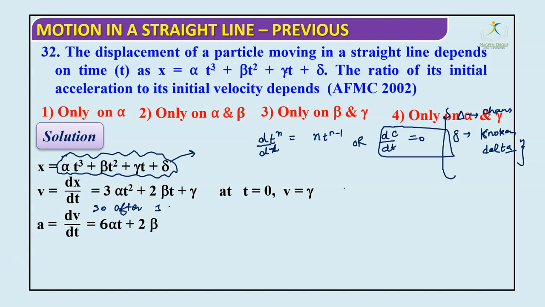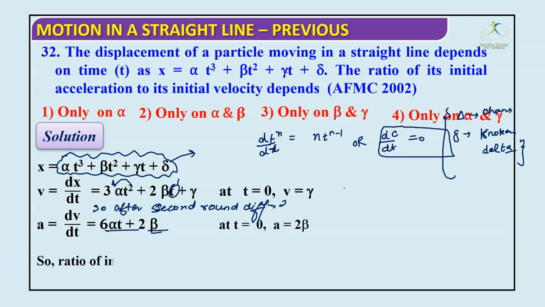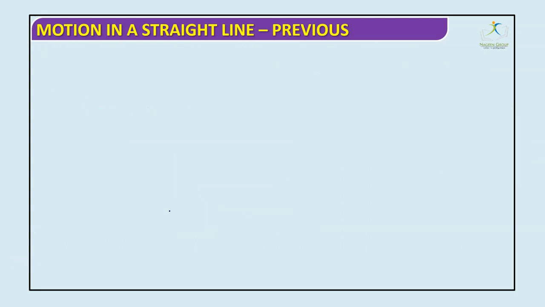So after the second round of differentiation, we get 6 alpha t, and here only t is present, so plus 2 beta. So 6 alpha t plus 2 beta. As you can see here, the ratio of the initial acceleration and velocity: at t equal to 0, acceleration is 2 beta and velocity is gamma. The ratio of the initial acceleration and velocity depends on the factors beta and gamma. Hence, the correct answer for this question is option 3.